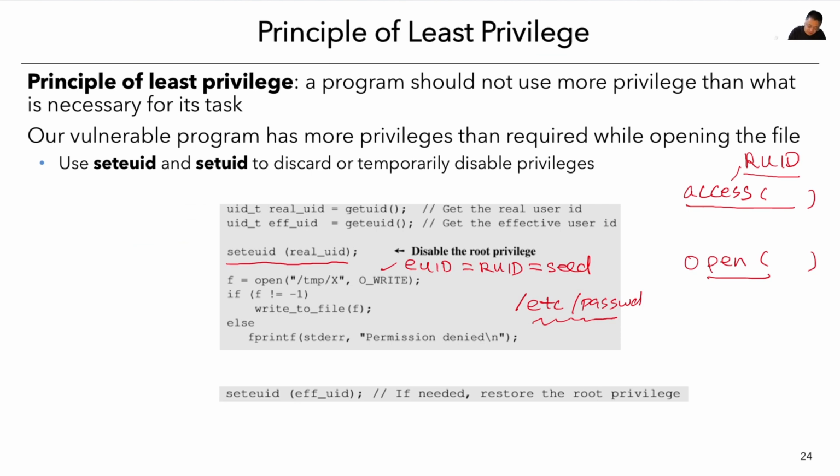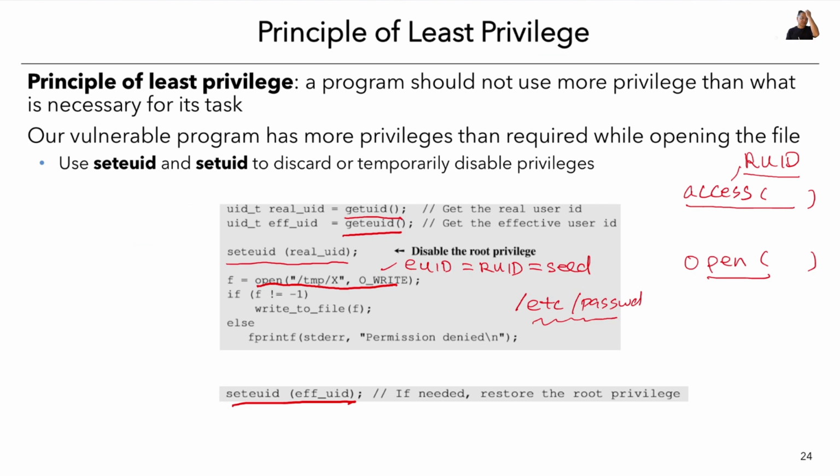Here is how to do this. We can get the UID, which is the real UID. Then we get the effective UID. Then we set the effective UID to be the real UID. Now we can open this file for write. After this, we set the effective UID back to the old effective UID to restore the root privilege.